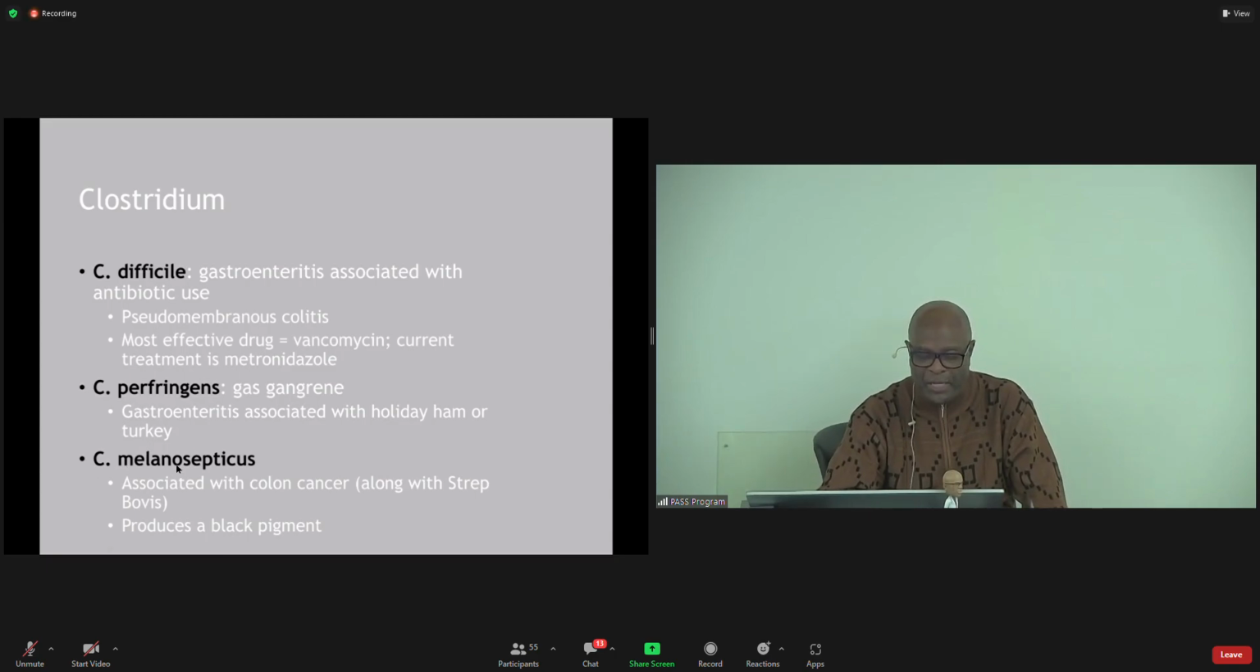Then there's C. melaninogenicus. Remember, this is again associated with colon cancer. And then it produces a very black pigment, which is why it's called melaninogenicus. All right, along with Strep bovis that we already talked about.